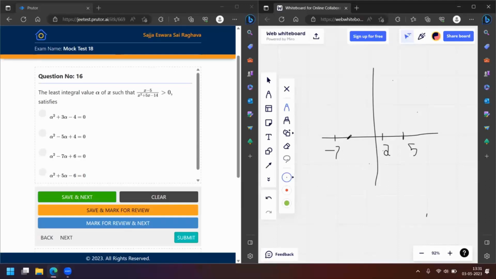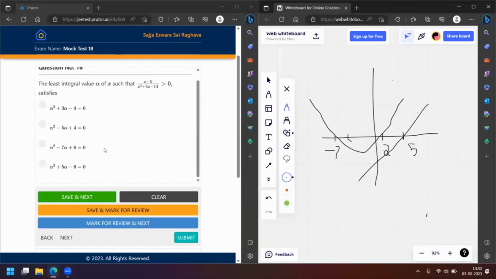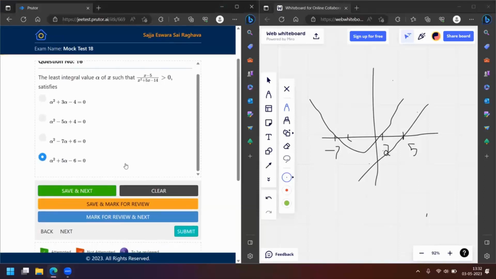So if you take x equal to minus 6, then the numerator will be negative. Also the denominator will be negative, since between minus 7 and 2, the polynomial is negative. So we will get minus 6 as the least integral value. Find the option for which minus 6 is the answer. We can verify this quickly.